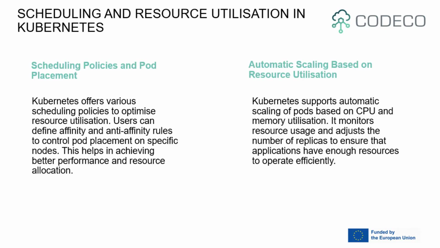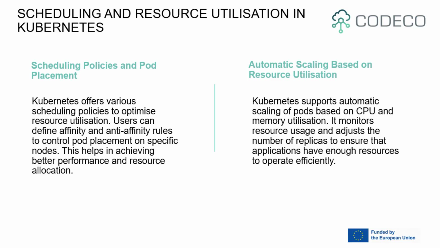Kubernetes provides powerful scheduling capabilities to optimize resource utilization. It supports different pod scheduling policies and enables affinity and anti-affinity rules to control pod placement on nodes. It also supports automatic scaling of pods based on CPU and memory utilization.